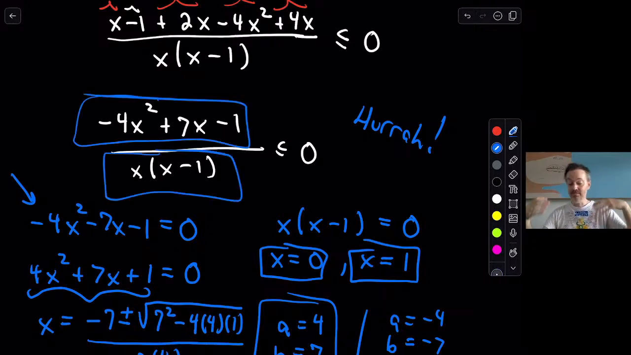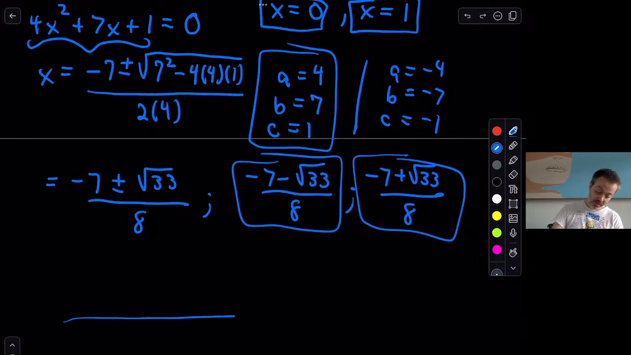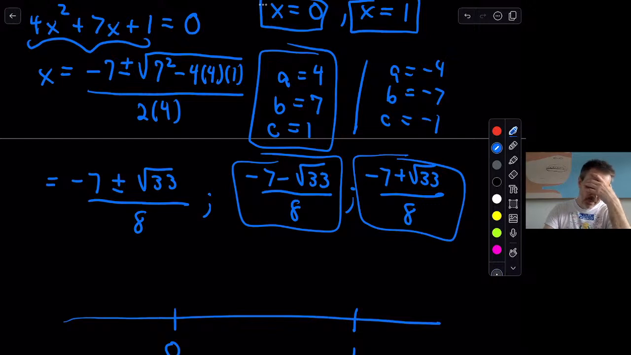If the top's easy, it's easy. If the top's complicated, it's complicated, right? So now I've got these 4 solutions. You just do the same thing, number line. So there's 0 and 1. And you could put these in a calculator.